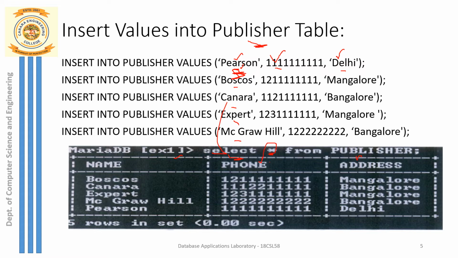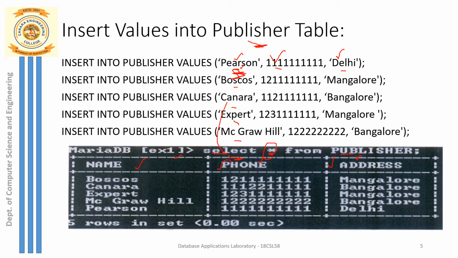So select star indicates that from which table you want to extract all the values. It is from publisher table. So publisher is the table name. Here name is the first field, second column is phone, third column is address. So all the 5 rows are selected, and you can see all the 5 values that you had just entered.